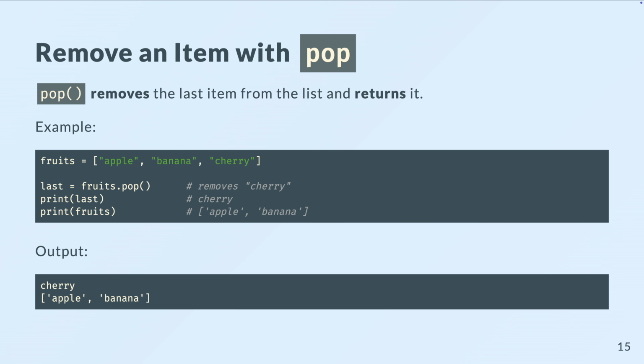Here is what happens. Last becomes cherry, because cherry was removed and returned. So printing last shows cherry. And now fruits has only apple and banana left. So printing fruits shows a list with apple and banana.